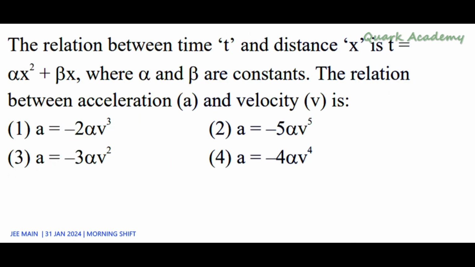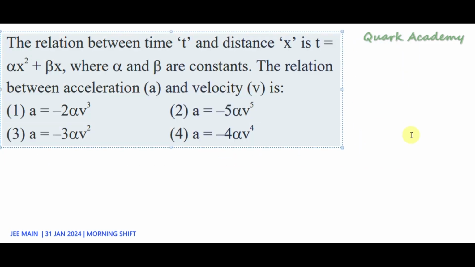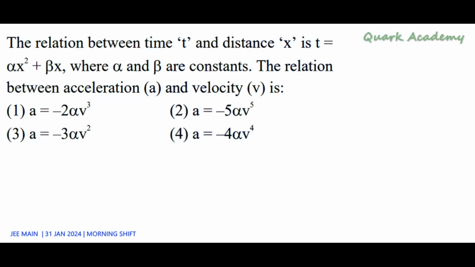In this question, we need to find the relation between acceleration and velocity. So an expression is given which relates time and distance. So let's write that expression and see what we can do to get this relation. So we have time which is equal to alpha x square plus beta x.